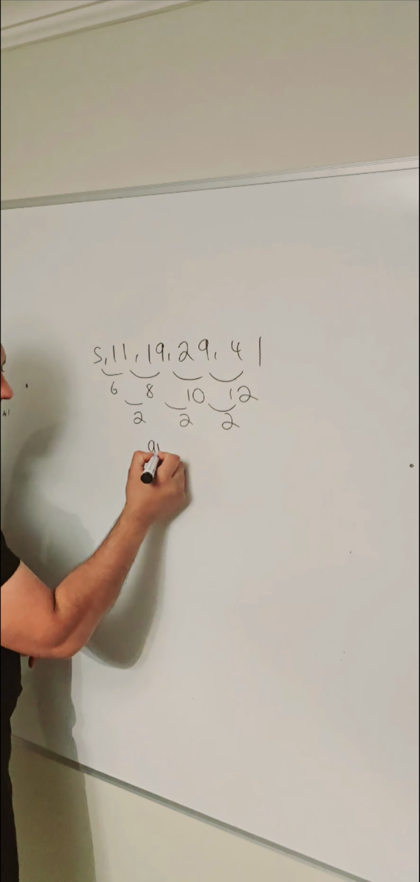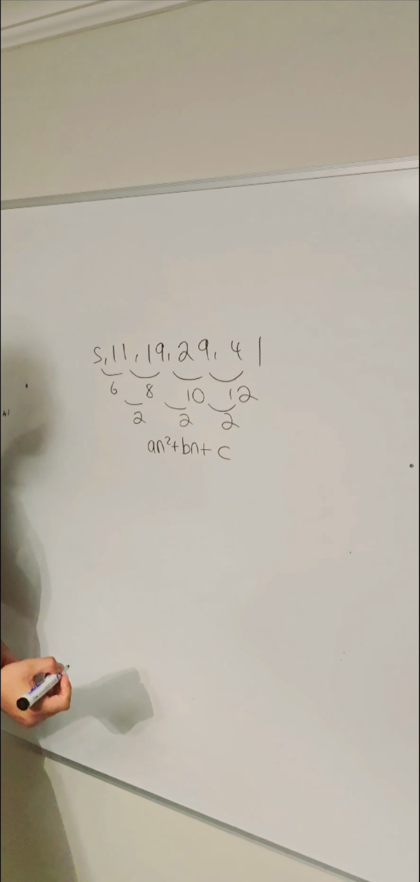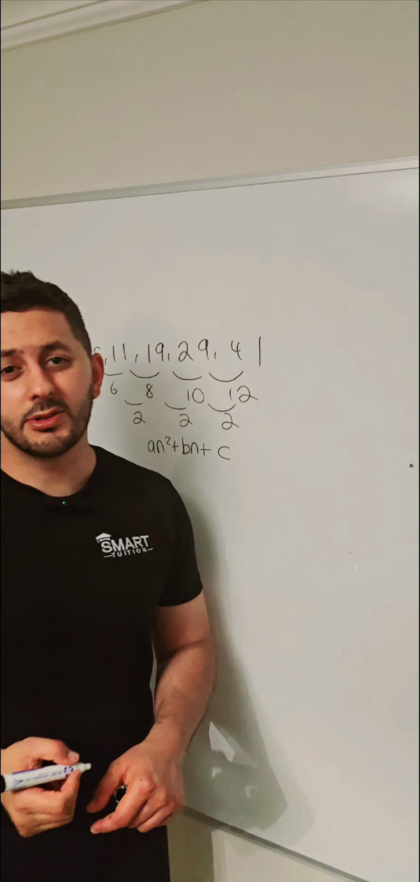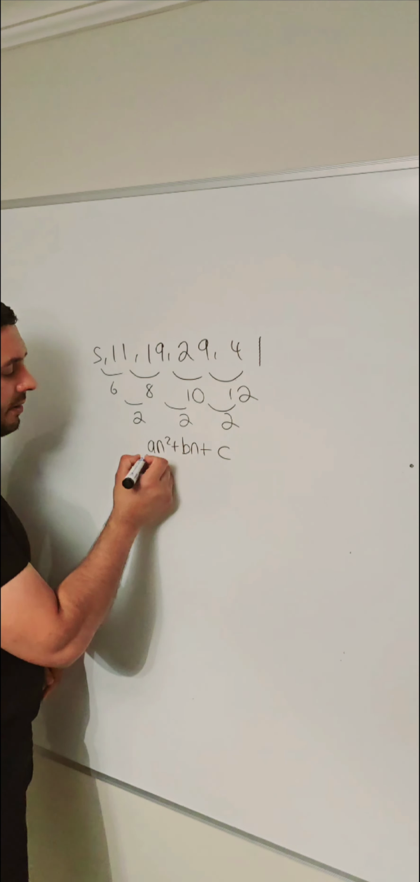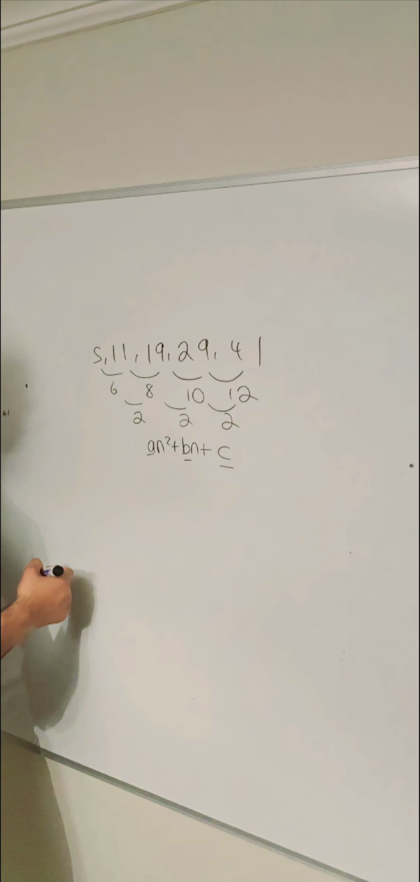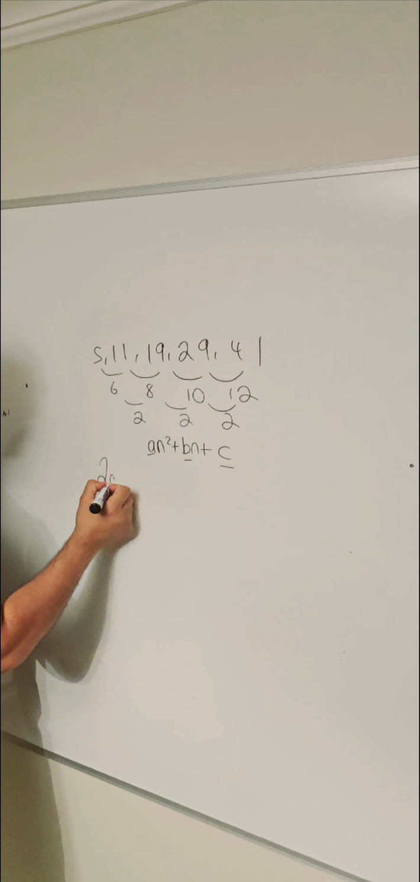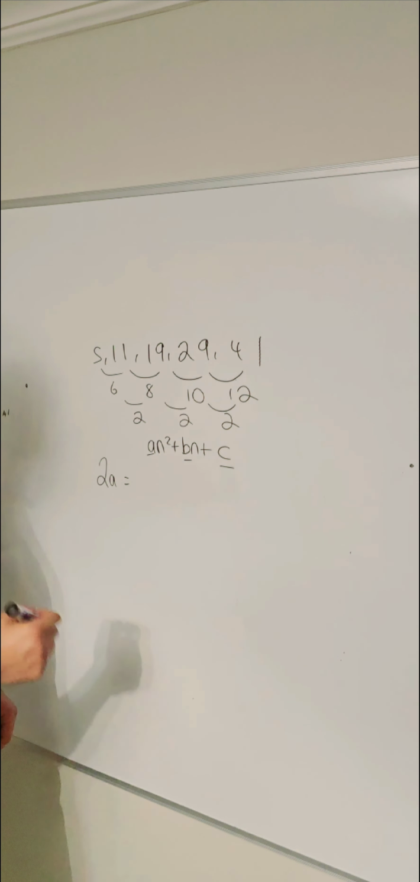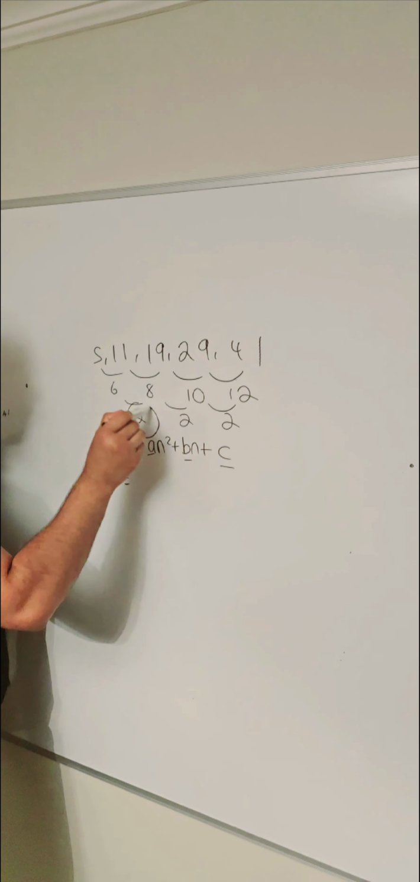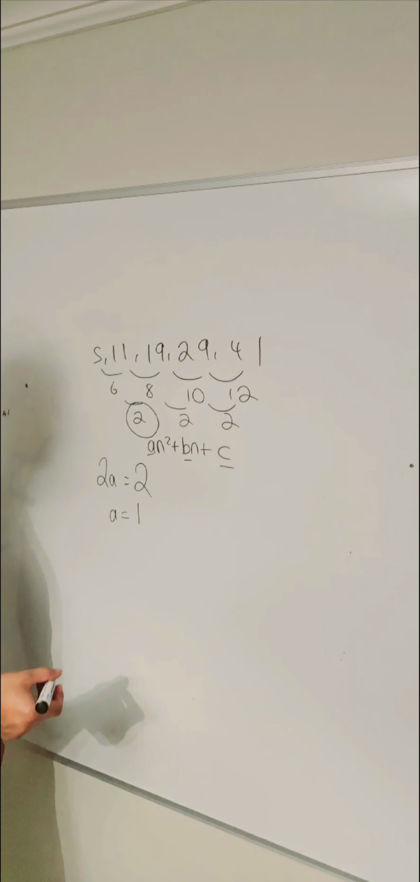So it's quadratic. I can write down the formula an squared plus bn plus c. I now need to work out the values of a, b, and c. For me to find a, b, and c, we're going to use the 3 examples which I gave you earlier. To find the value of a, 2a is equal to the second difference. My second difference here, guys, is 2. So therefore, a is equal to 1.